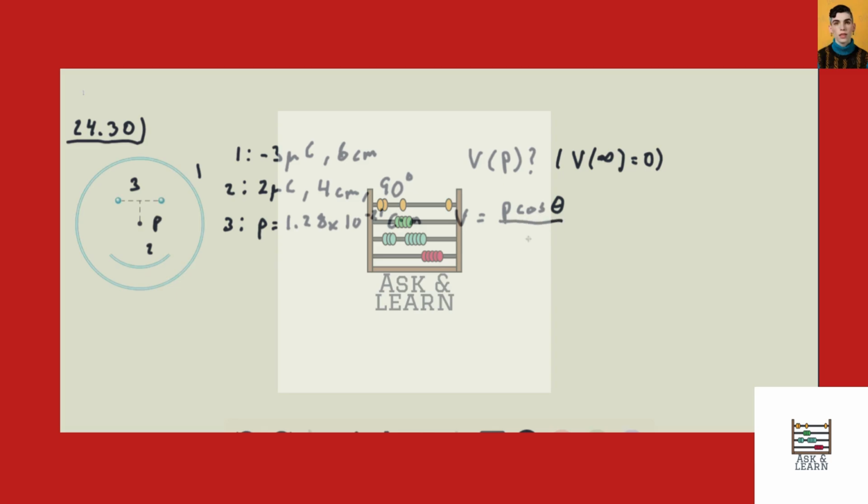The P cosine theta divided by 4 pi epsilon naught r squared. Theta is 90 degrees, so this goes to 0. And so the potential from the dipole is 0.